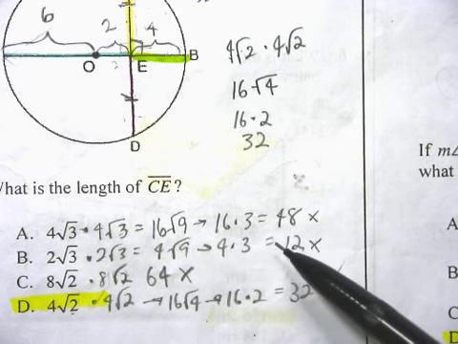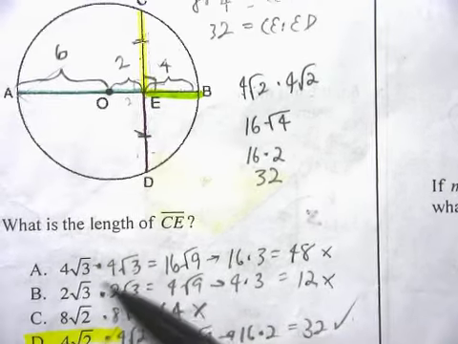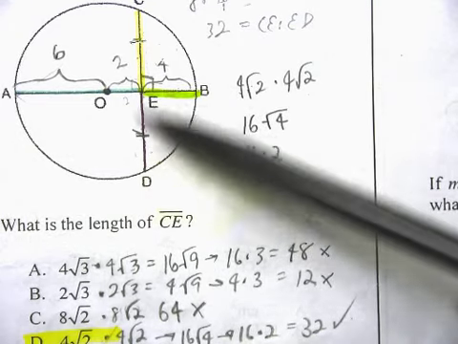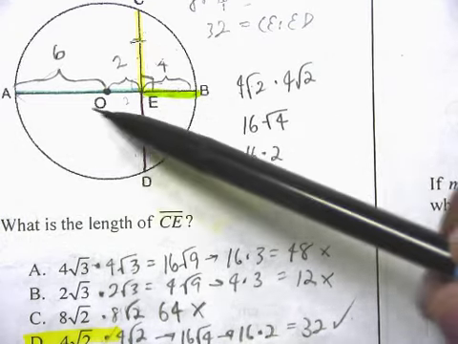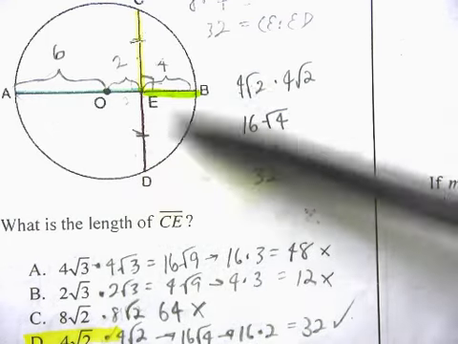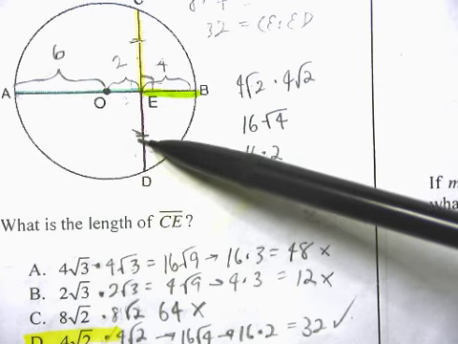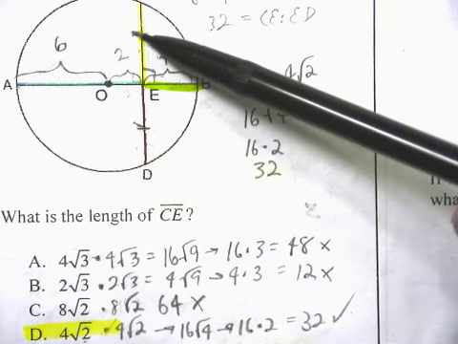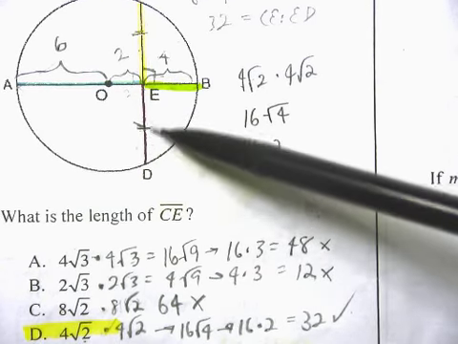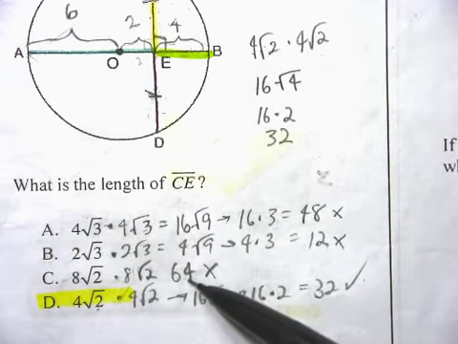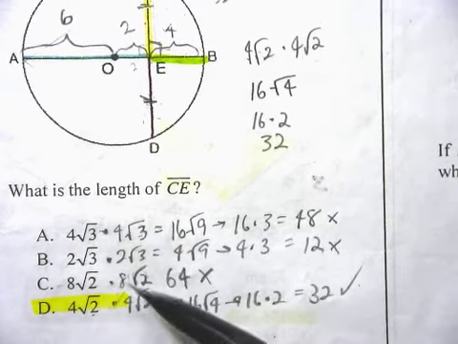Letter B says that it's 2 times the square root of 3, right? So 2 times 2 is 4. Square root of 3 times square root of 3 is the square root of 9, which comes out to be 3. 4 times 3 is 12. Again, why am I multiplying it times itself? Well, because these two parts are congruent. That was the important part that they told us at the beginning. This diagonal bisects this chord, so these two parts of the chord are going to be congruent.